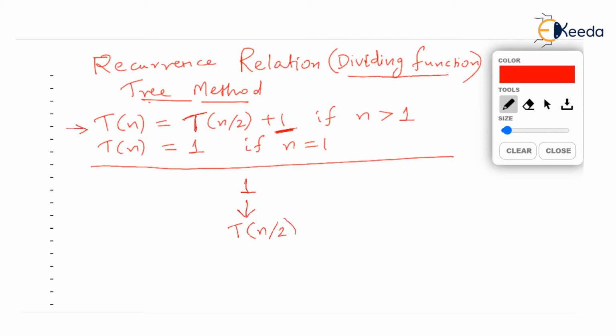Now this entire portion, this one with root and its child, is read as T(n) is equal to T(n/2) plus 1. So the right hand side T(n/2) plus 1 has been represented in such a way that the function T is shown as a child of the additive term. The additive term was plus 1. So 1 was shown as root and it has only one child T(n/2).